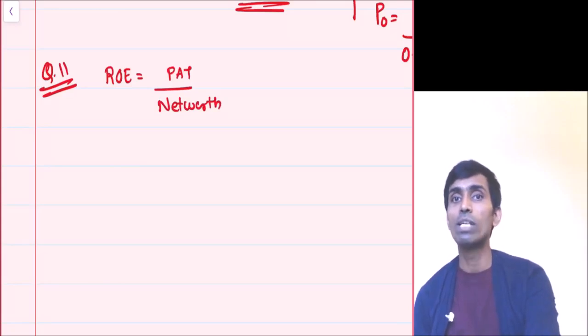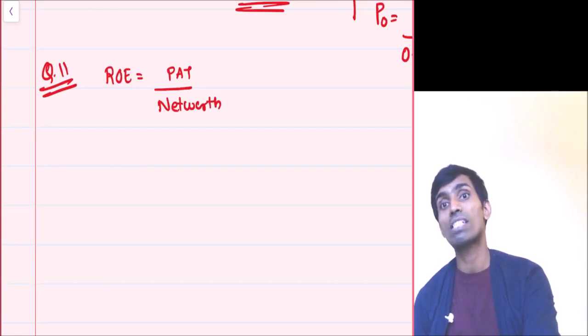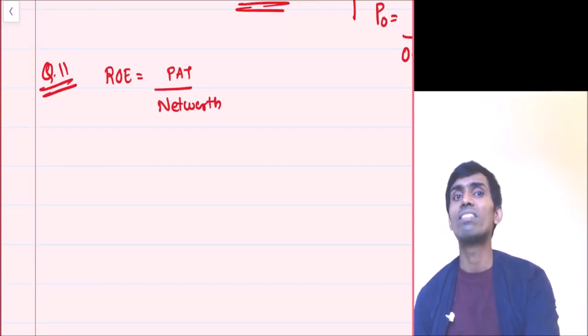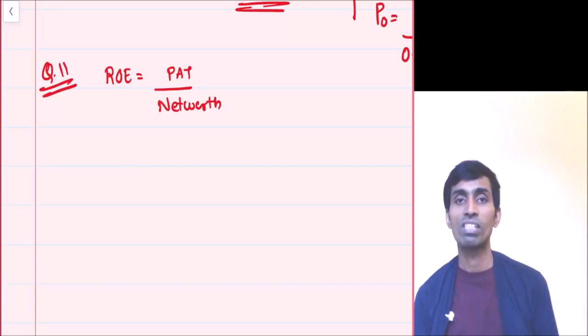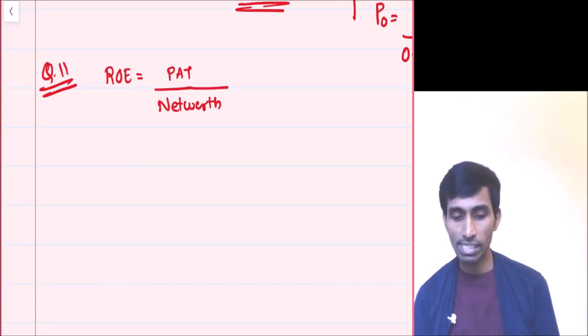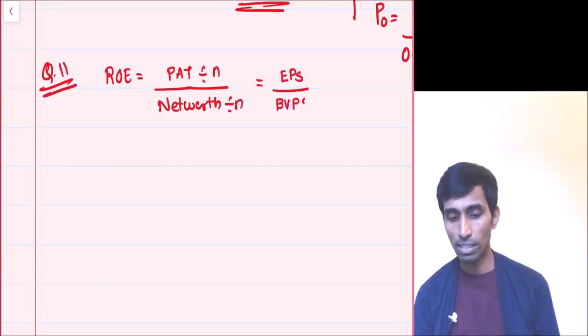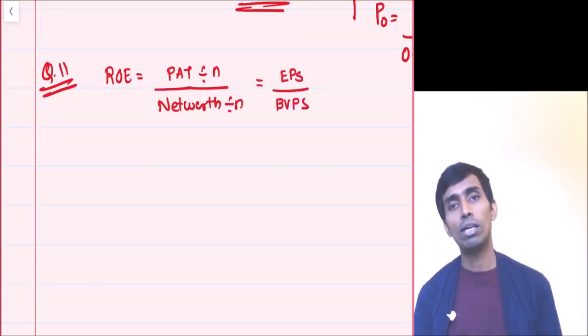What I know is the book value is 137. Return on equity is given. The company follows the policy of retaining 60% of its annual earnings, which means 40% is the dividend payout. And opportunity cost is 18%. So here we will have to modify the formula. If I divide PAT by n and net worth by n, what I get is EPS, earnings per share, upon BVPS, book value per share.